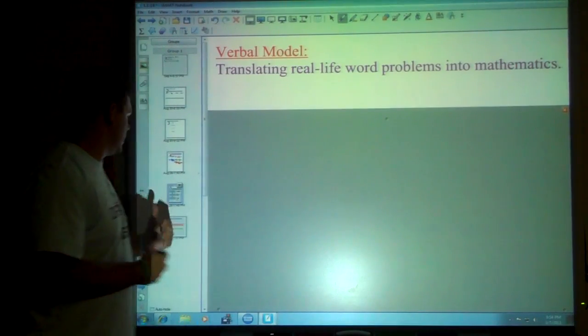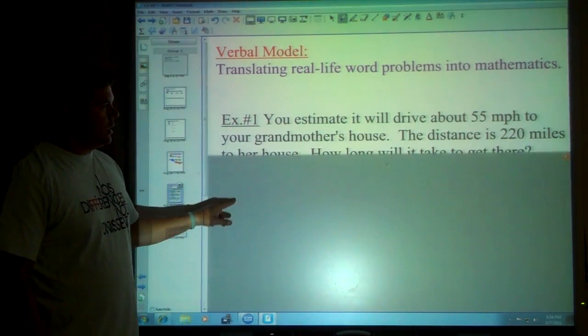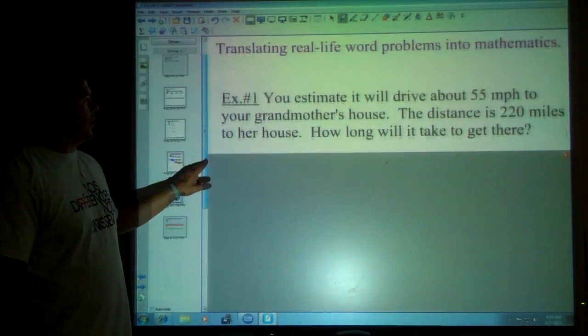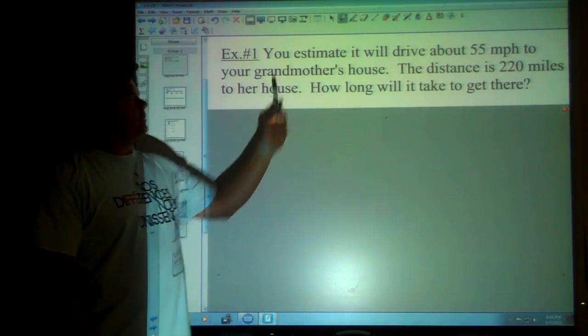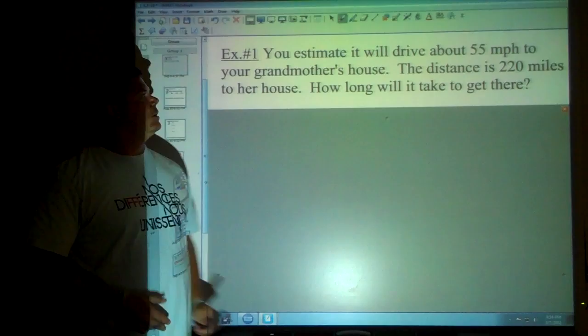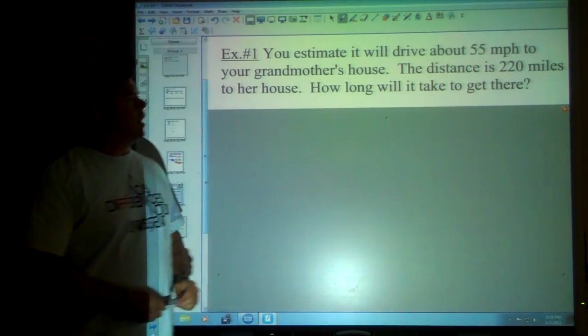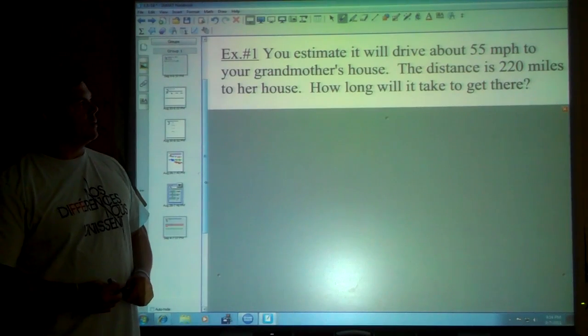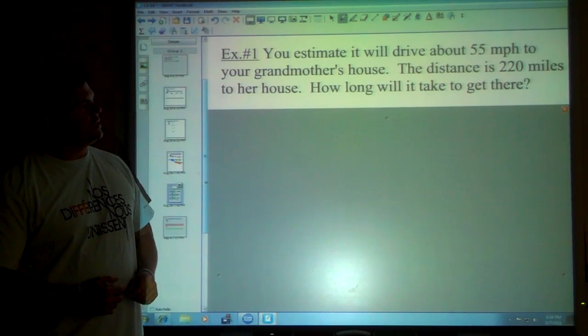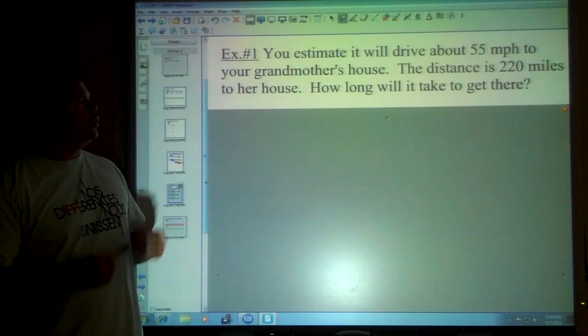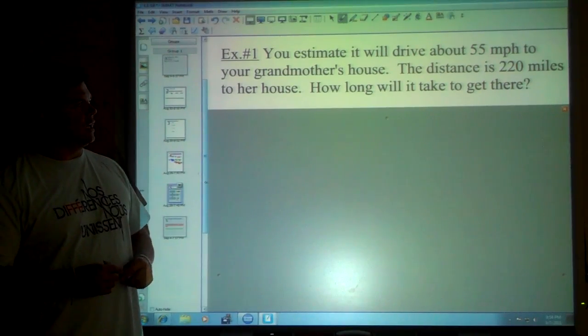All right, so I'm going to try to set up some things here to help you out. We'll try this problem out with a verbal model. You estimate. Now that means it's not going to be exact. It's an estimate. You will drive about 55 miles per hour to your grandmother's house. The distance is 220 miles to her house. How long will it take to get there?